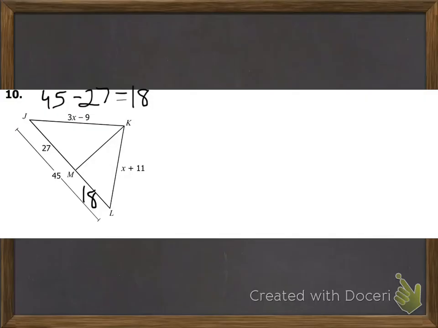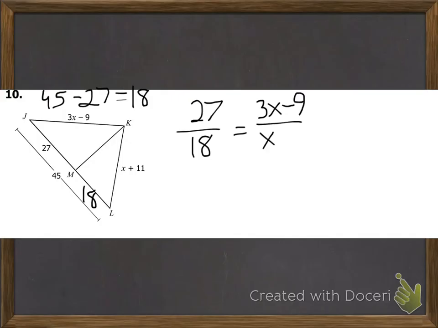And now, once again, going left to right, that's usually easier. Let's set up the proportion. So 27 over 18. And we're going to set that equal, once again, going left to right, 3x minus 9 over x plus 11.